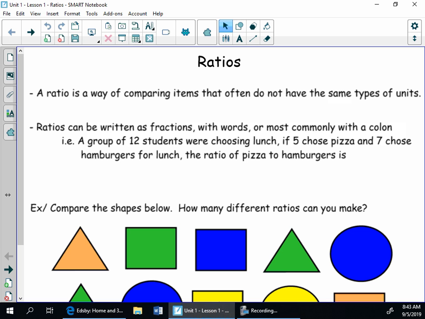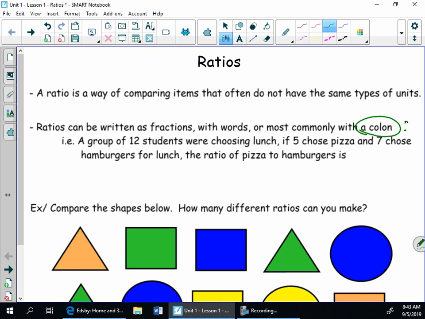The whole idea of a ratio is it's a way of comparing things that don't have the same types of units. Or they could have the same types of units, but usually not. Ratios can be written as fractions with words, or most commonly with a colon between them. That's what we're going to use most of the time, the colon, so like the 2 dots.